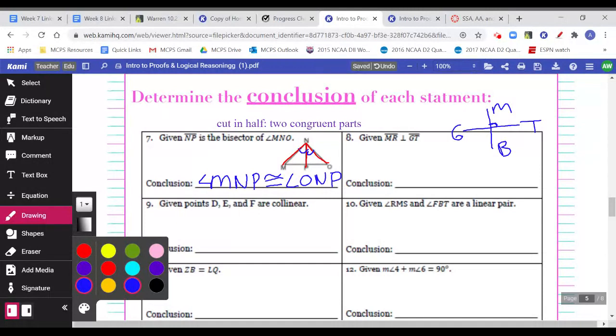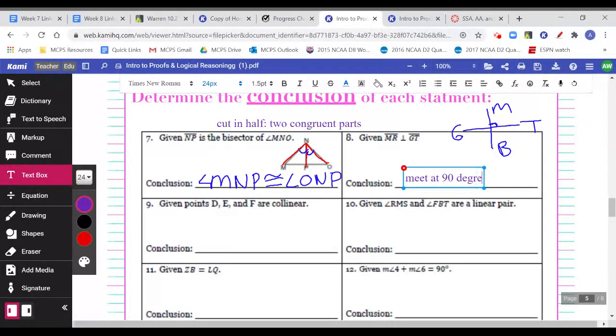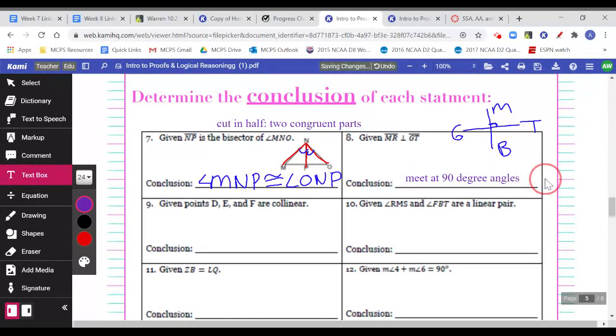Okay. Well, what exactly can I conclude from this? I sort of already hinted to it by drawing that in the diagram, right? I said perpendicular lines mean 90-degree angles. So anytime you draw perpendicular lines, you draw in that 90-degree angle right away. Okay. So basically, given this information, I know that segments MR and GT meet at 90-degree angles. And again, the reason I know that is because of the definition of perpendicular lines. Right? It's just what perpendicular lines are.